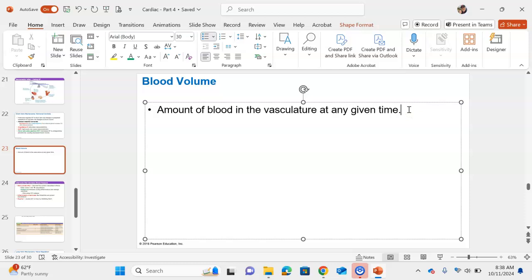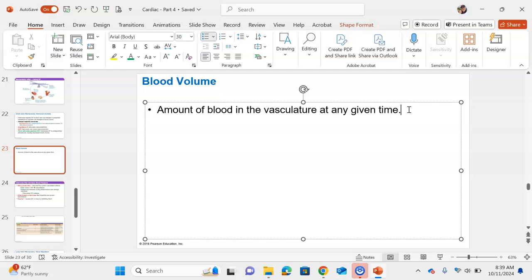So the sheer physical presence of blood in our body, in our blood vessels at any given moment, is blood volume. And there is a direct relationship between blood volume and blood pressure. If there's more blood in the vessels, blood volume goes up. Therefore, pressure goes up. If blood volume goes down, then blood pressure goes down.